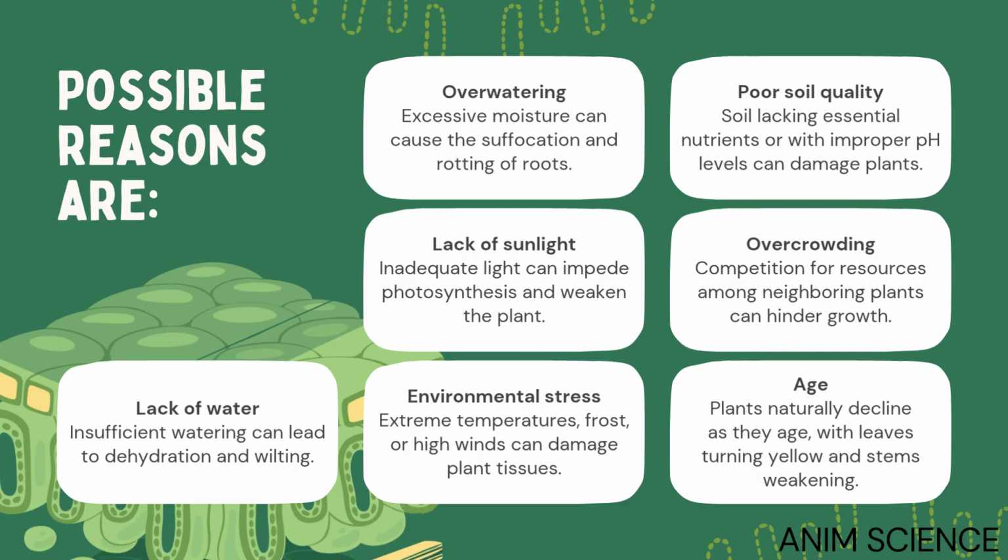Next, overcrowding. When too many plants grow close together, they compete for resources like sunlight, water, and nutrients. This competition can limit their growth and reduce overall health. Another important factor is lack of water. Just like too much water is harmful, too little water can also damage plants. Insufficient water leads to dehydration, causing the plant to wilt and stop functioning properly.